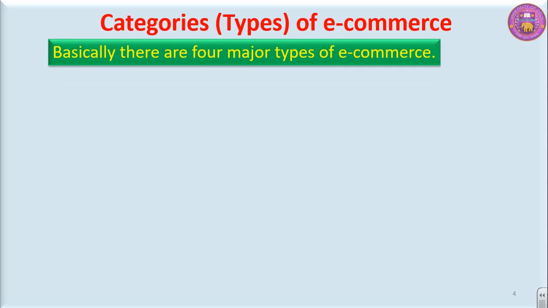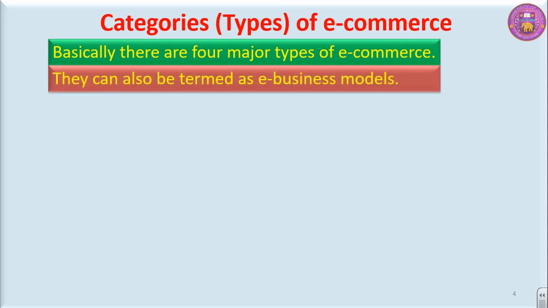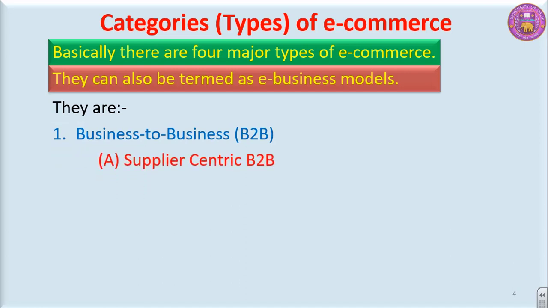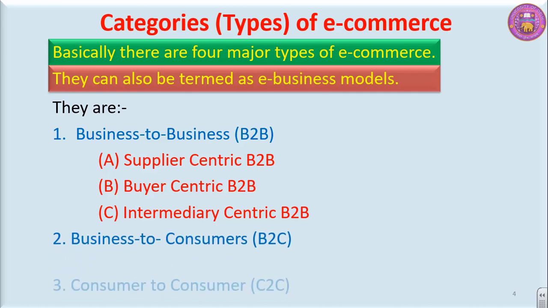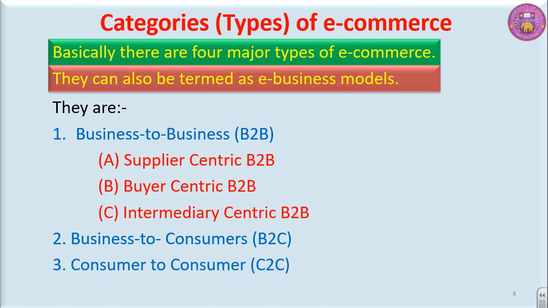Basically, there are four major types of e-commerce. They can also be termed as e-business models. They are business to business, that is B2B. Under B2B, we have supplier-centric B2B, buyer-centric B2B, intermediary-centric B2B. The next category is business to consumer B2C, and the third one is consumer to consumer C2C. The fourth one, consumer to business C2B.